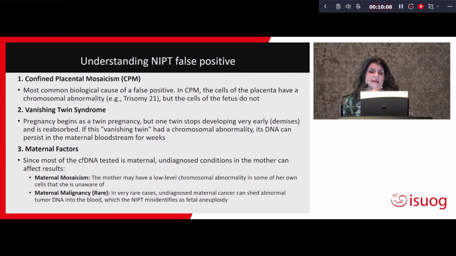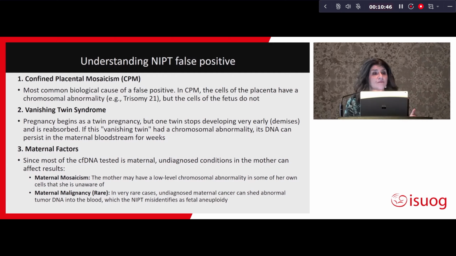So just going through some things, understanding NIPT false positives. This could be due to confined placental mosaicism. It's the most common biological cause of a false positive test, because remember, the result represents the placental trophoblast, not the actual fetus. It can be from vanishing twin syndrome. Many pregnancies start off as twins. One fetus gets resorbed, and the DNA that you're testing is coming from the resorbed fetus, because it may persist in the maternal circulation.